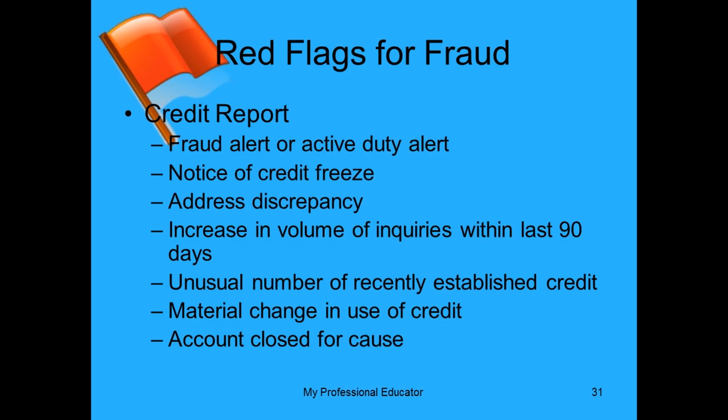A lot of things on the credit report might point to fraud. There is actually a fraud alert on the account and notice of credit freeze. There are discrepancies in some of the data on the credit report compared to what he gave you, for example, the address. In the last 90 days, an increase in volume of inquiries could be a red flag for someone who is trying to buy two properties at the same time using different lenders, and they don't know about each other. Those two applications and properties are not going to show up on a credit report because they're too recent.